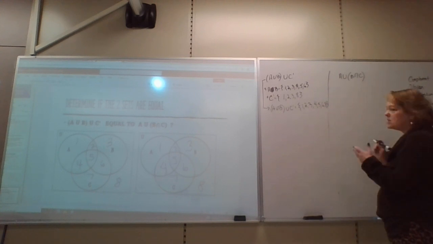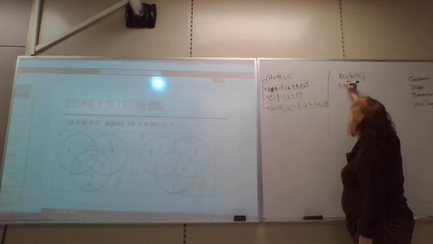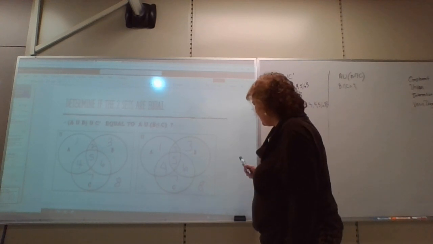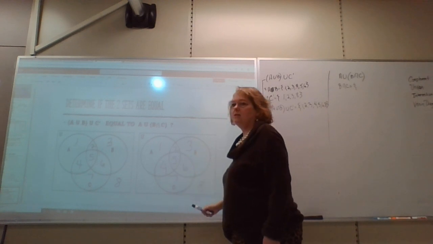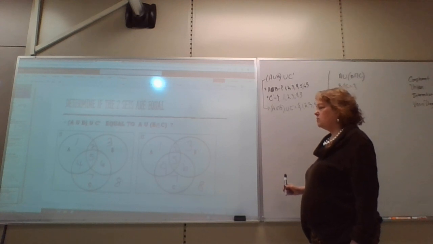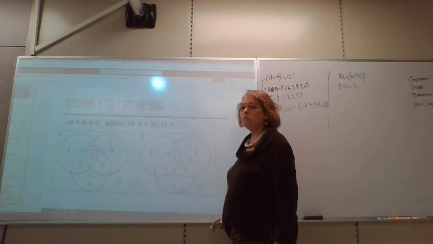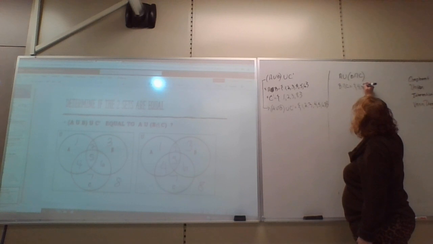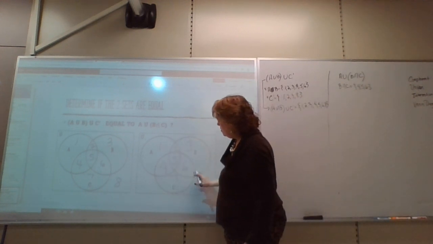So let's do it. What's the first thing we're going to do? The parentheses is B intersect C. Looking at this, what is B intersect C? 4, 5, and 6, right? I thought 4 intersects with A, but not B. Well, we're looking at the intersection of B and C, so that's where they overlap each other.